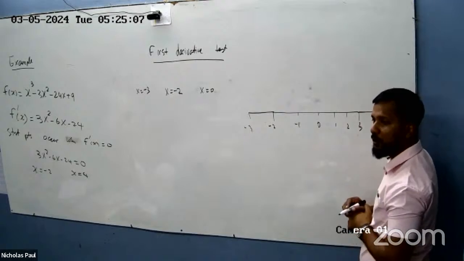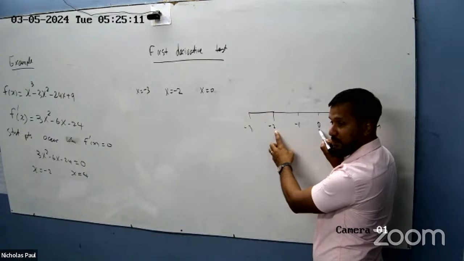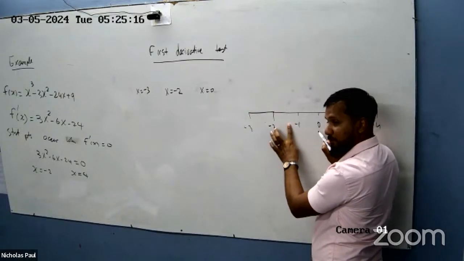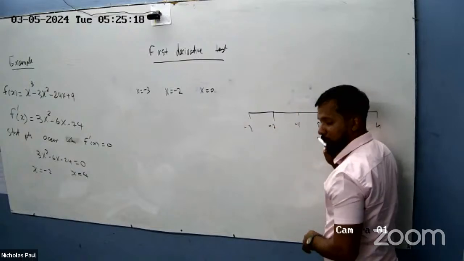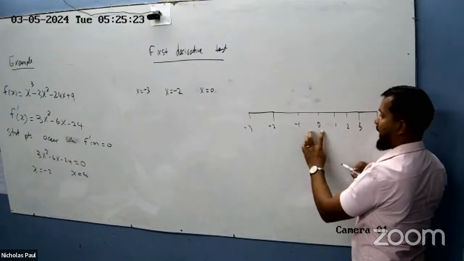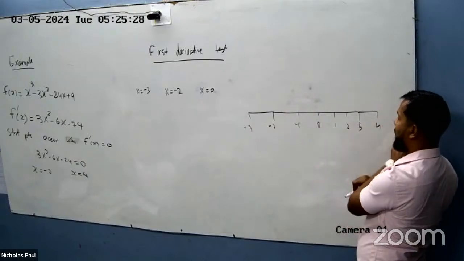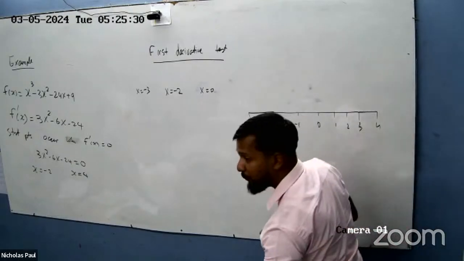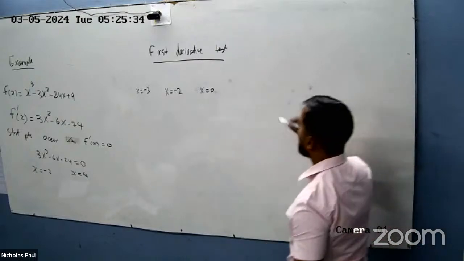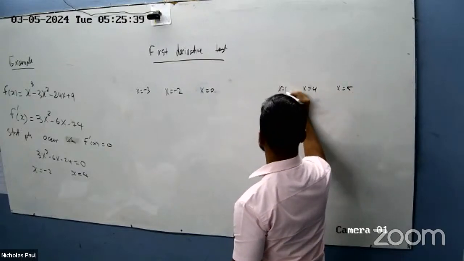In this case, it doesn't matter. But suppose these were your stationary points, then yes, you want to pick values close to them. Here we can pick anything. I'll pick 0 and minus 3. And for 4, I'll pick 1 and 5. You want to see how the function behaves there.